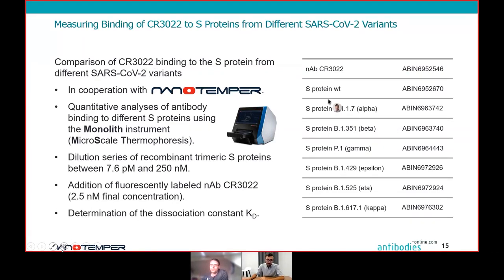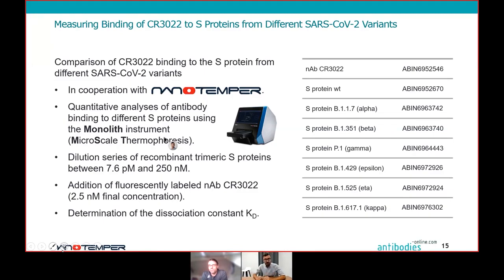To do this, we used our Monolith instrument that you can see in this picture here, which uses microscale thermophoresis technology and can be used to measure binding affinities between 2 molecules. So we get basically the dissociation constant, or the KD parameter, that describes how strongly 2 molecules interact.